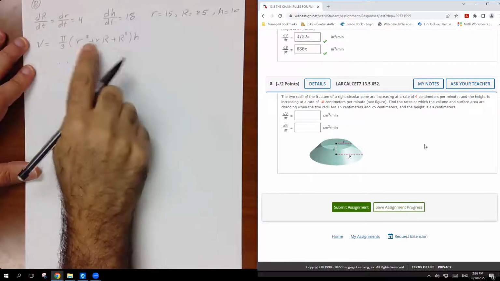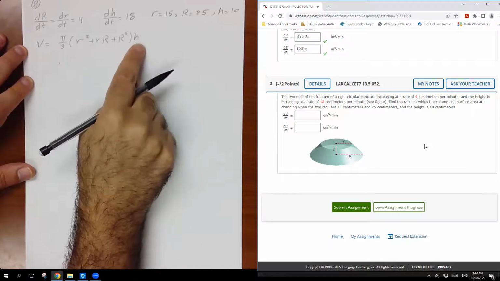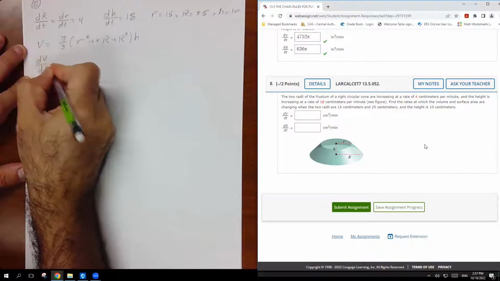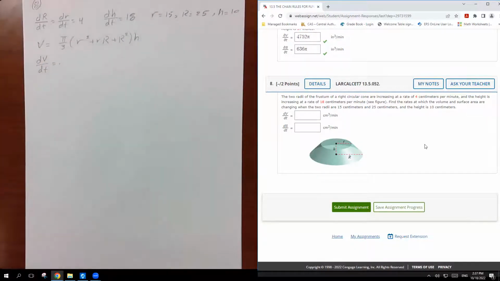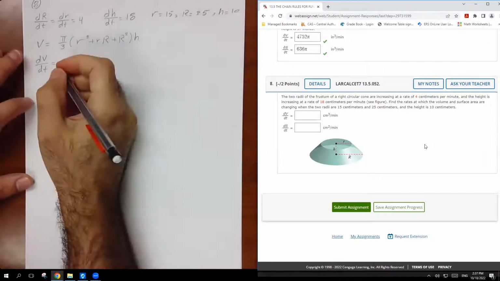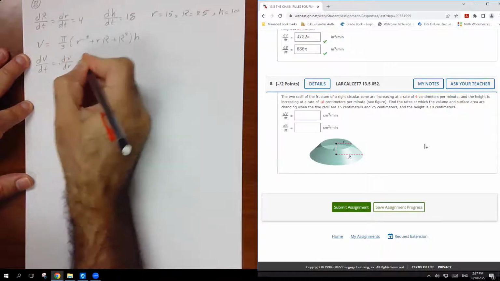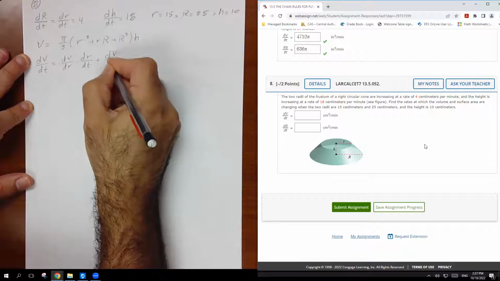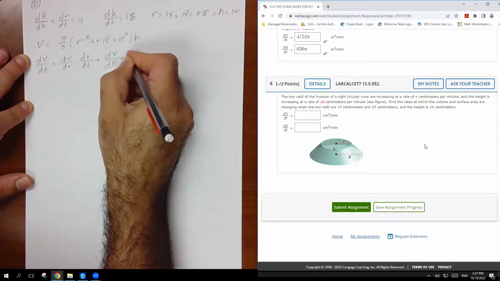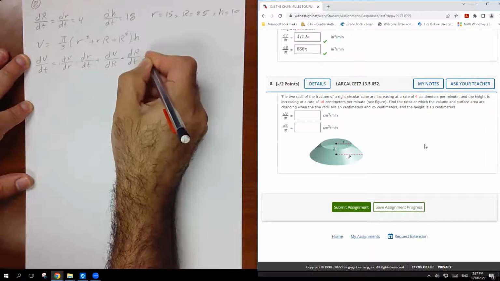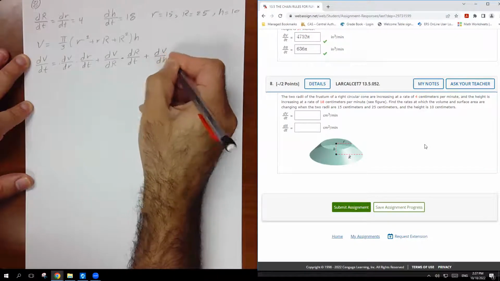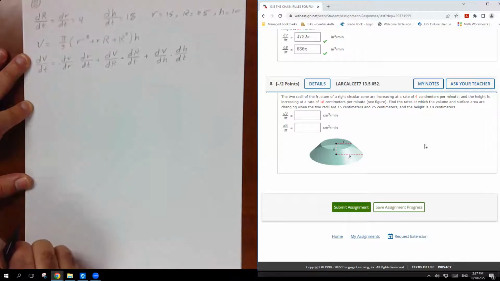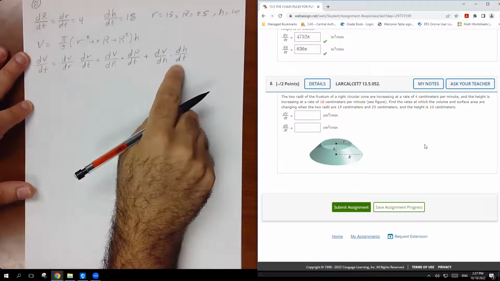The derivative of the volume has 3 variables. So dV with respect to t is going to be dV with respect to r times dr with respect to t, plus dV with respect to capital R times dR with respect to t, plus dV with respect to h times dh with respect to t. So we're going to find the derivative with respect to small r, capital R, and h.